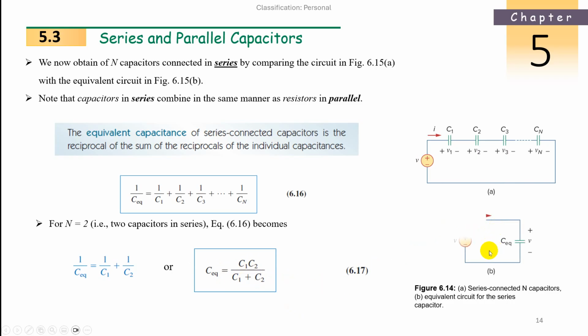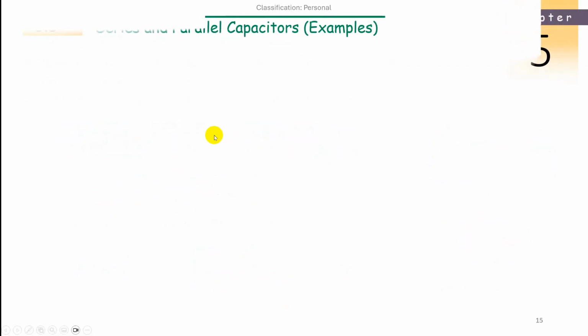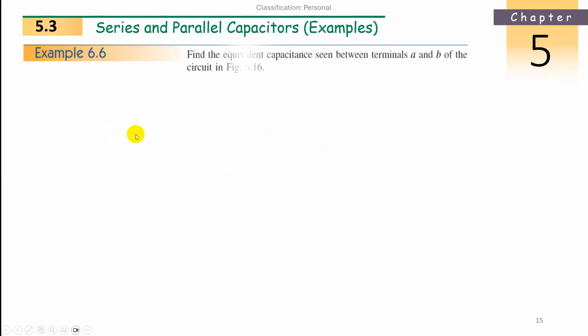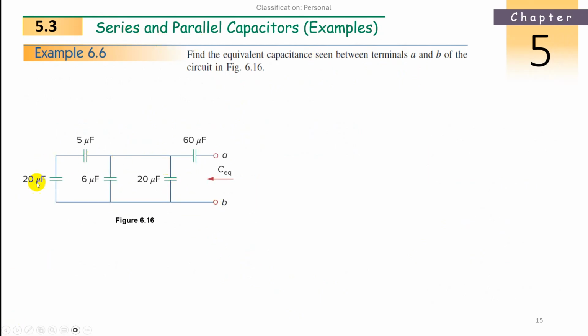So how will it look? It will look like this. Like this, we have series and parallel combinations. One example we'll study and then we'll stop. Find the equivalent capacitance seen between terminals A and B of the circuit. Easy. Many capacitors are connected in series and parallel.